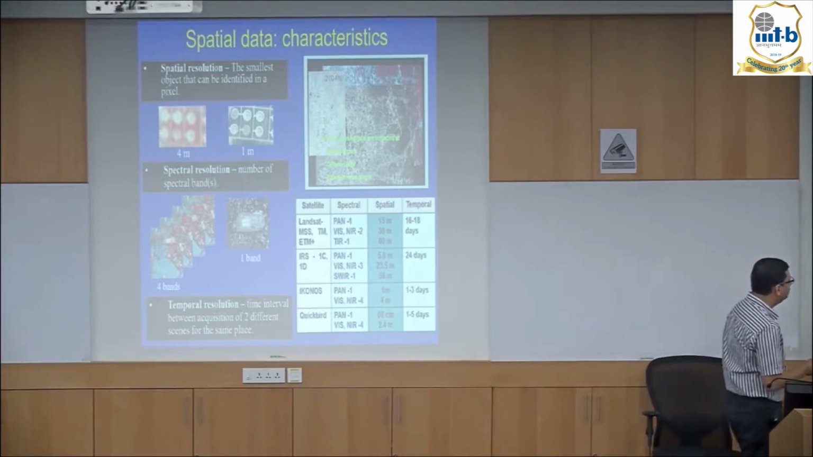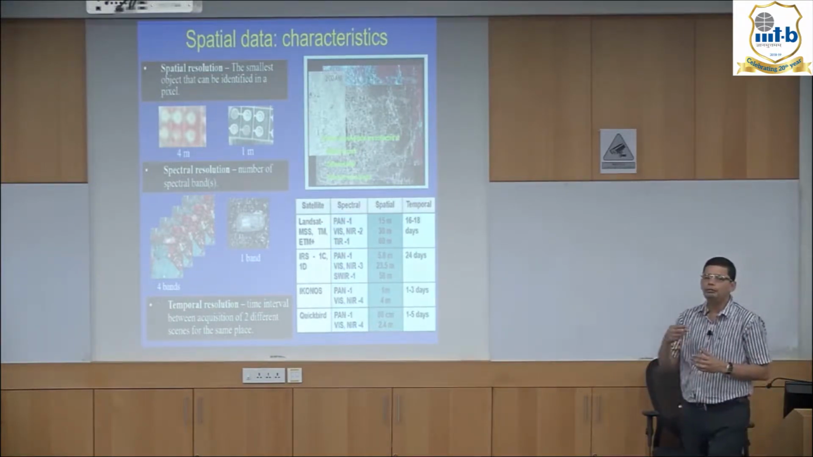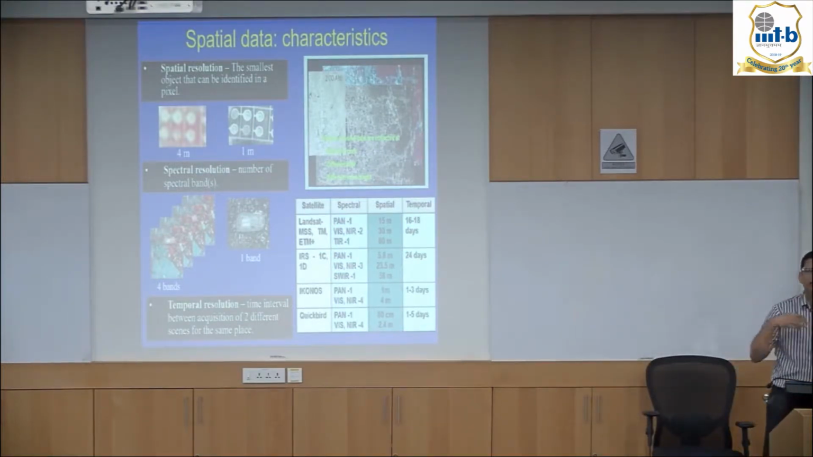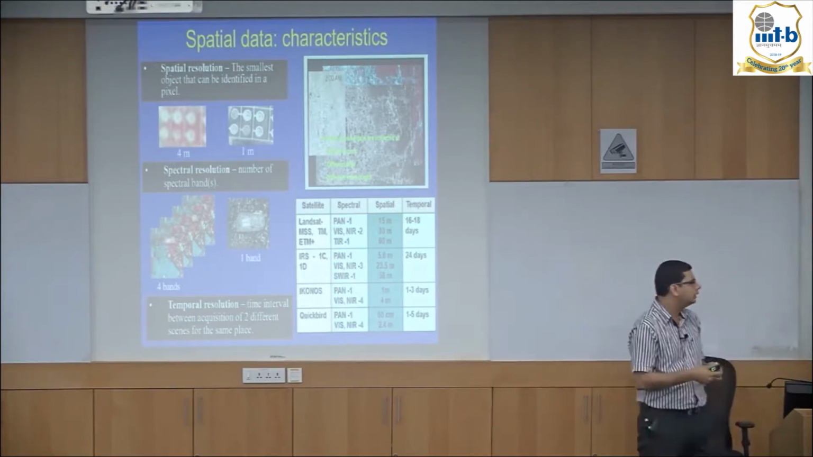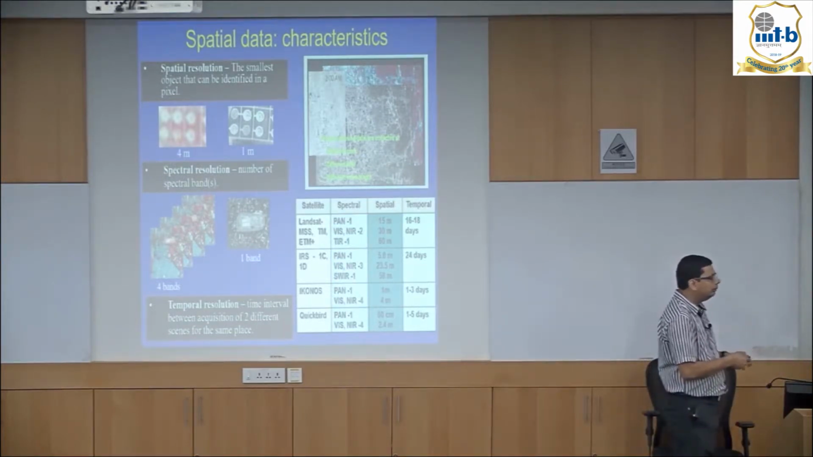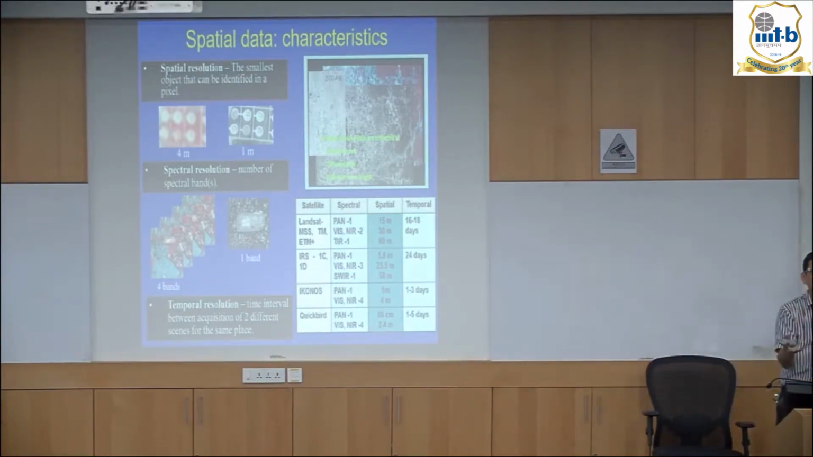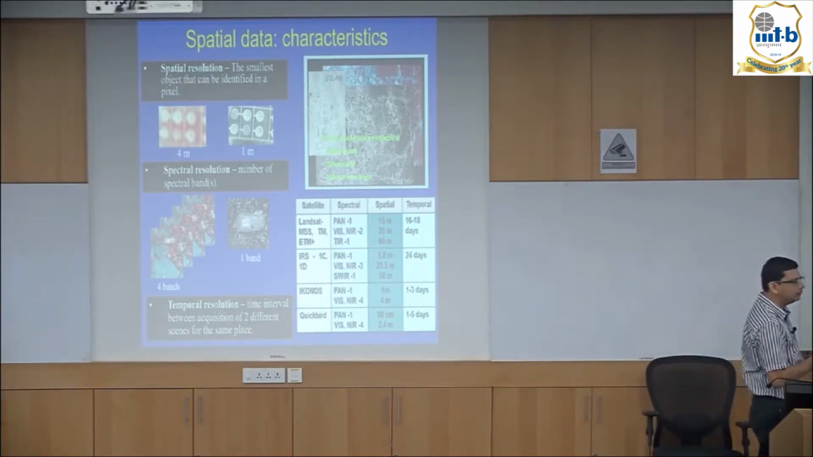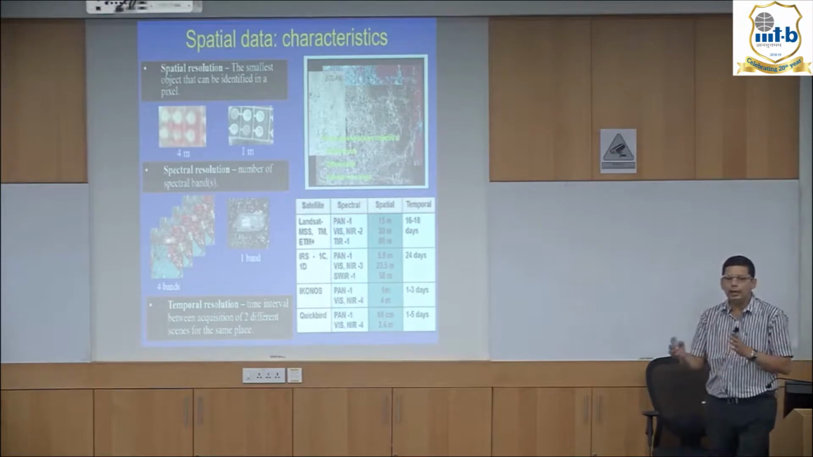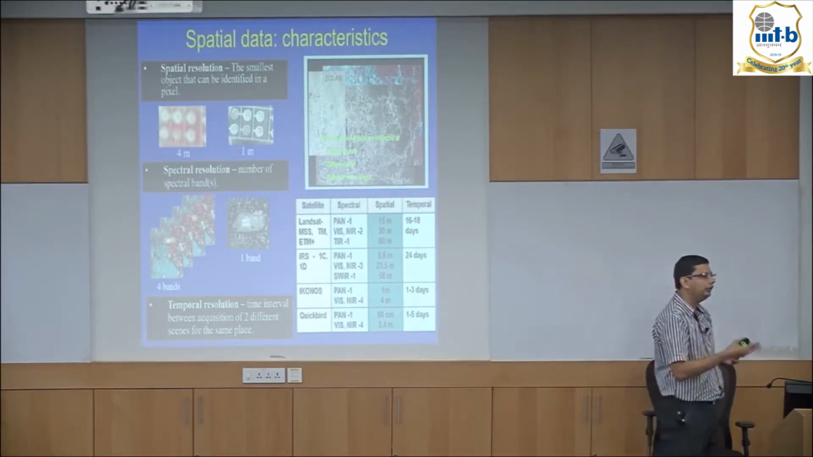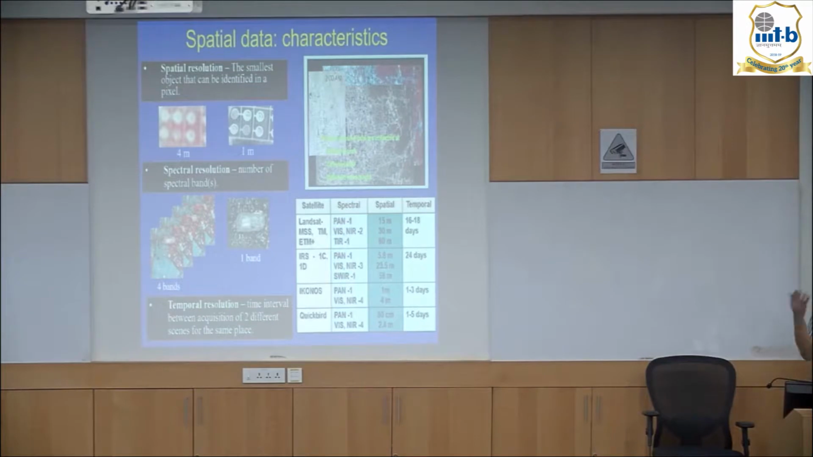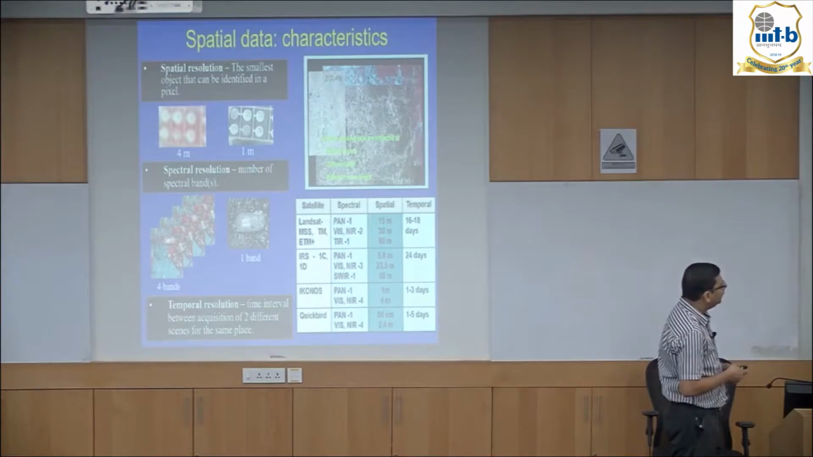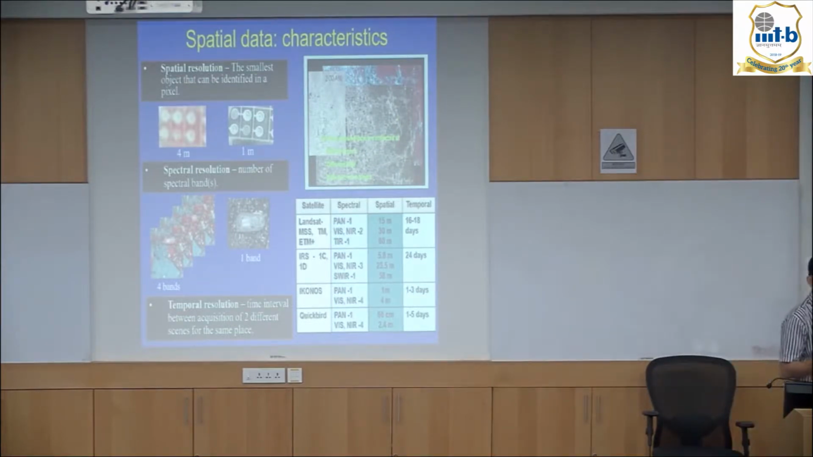Then comes the temporal resolution, which refers to the time interval between acquisition of 2 subsequent images. Some satellites have a revisit time of 26 days, some have 15 days. So an image at a given place may be captured today, and the next image may be captured after 15 days or after 26 days. The disadvantage is that if any event or any calamity happens between this period, we do not have any way to get the data, or we have to depend on other satellites for the data set. The last one is the radiometric resolution, which refers to the number of bits in which the image is captured.